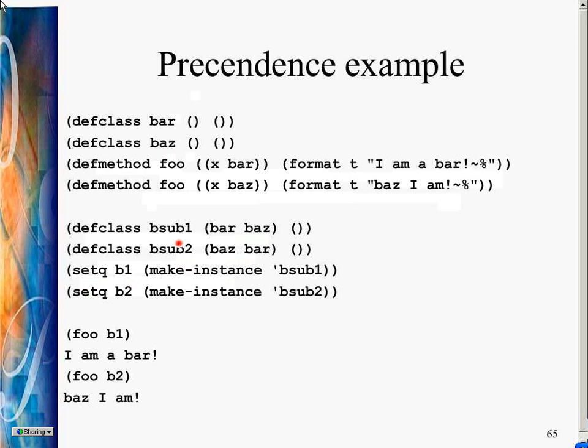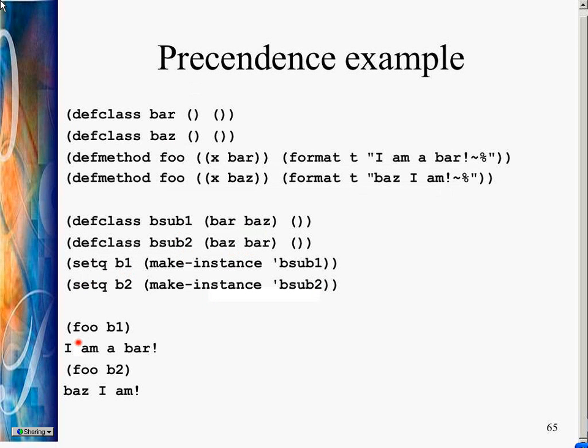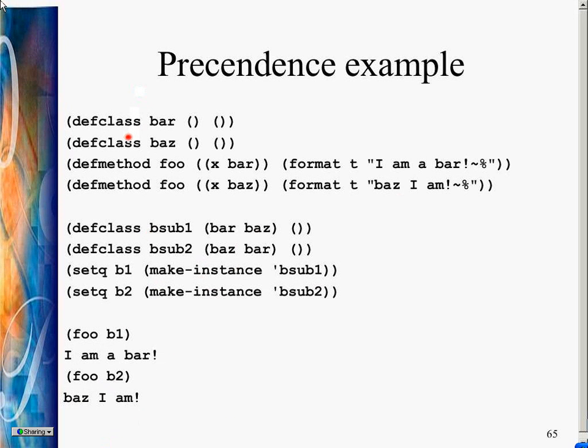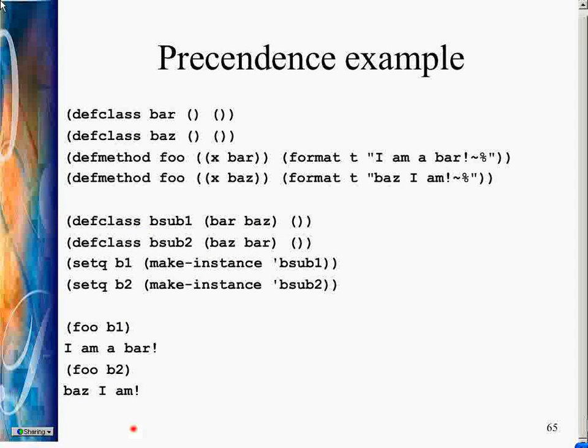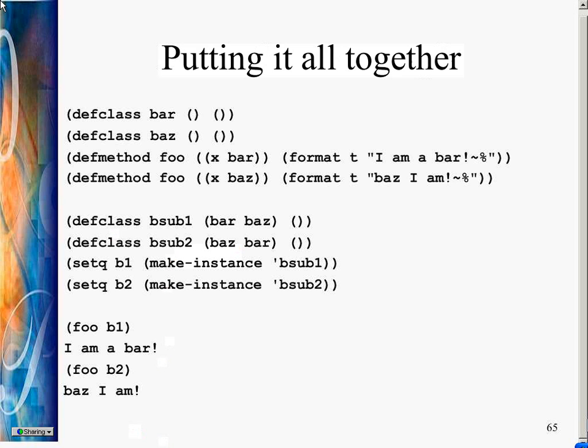So we get an instance of each, B1 of B sub 1, B2 of B sub 2. Now we call foo on B1. It says "I am bar" because there are methods on both bar and baz. Both are direct superclasses, but bar is the one that appears first in the list. We do the same thing on an instance of B sub 2, and we get "baz I am" because baz appears first in the list. So there's a lot of lines here, but this is the example from which all other examples can be built. And if you understand this page, you'll understand the use of the class precedence list as regards direct superclasses.